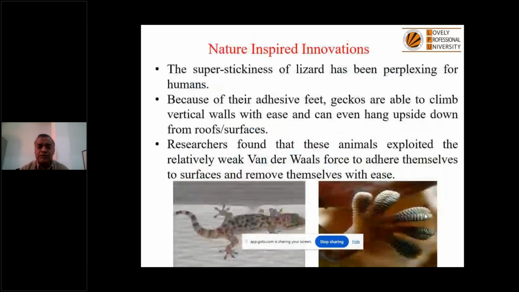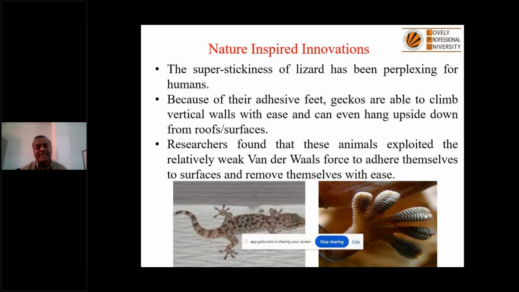Nature inspired innovations. The super stickiness of the lizard has been perplexing for humans. Always this was astonishing because of their adhesive feet. Geckos are able to climb vertical walls with ease, and can even hang upside down from roofs and ceiling surfaces, and the whole night they can sleep there, sticking to the ceilings. So this was a very good, fantastic idea for civil engineers.